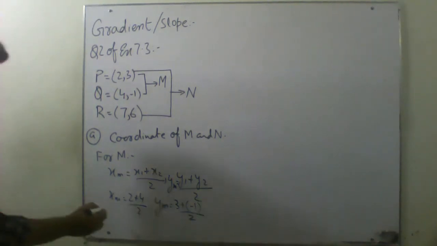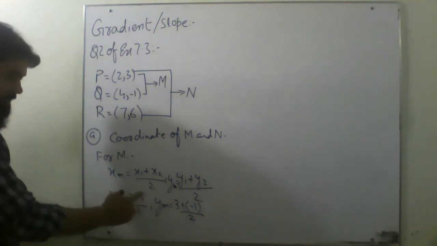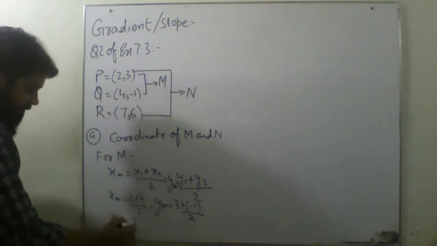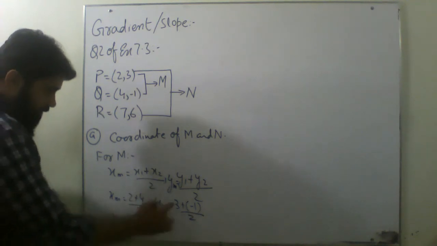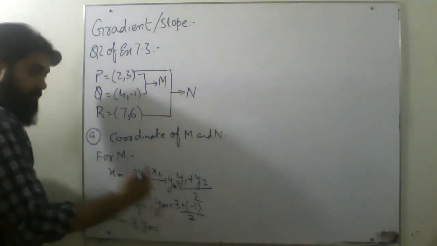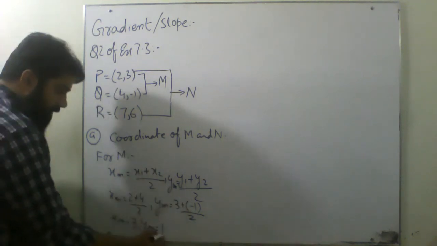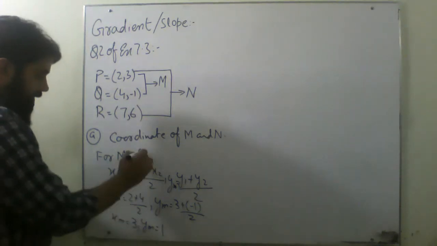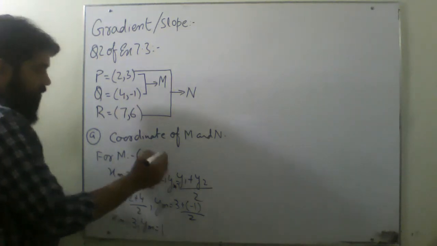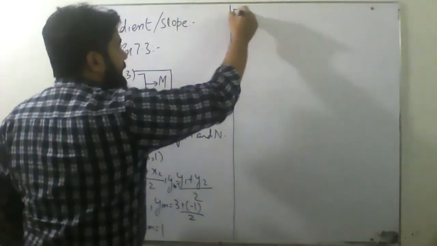So the coordinate will be xm equals 2 plus 4 which is 6, 6 divided by 2 will be 3, and the y coordinate will be 3 plus minus 1, which is 3 minus 1, which is 2, and 2 upon 2 will be 1. So the coordinate of M is coming 3 comma 1. Okay. Now for N coordinates.